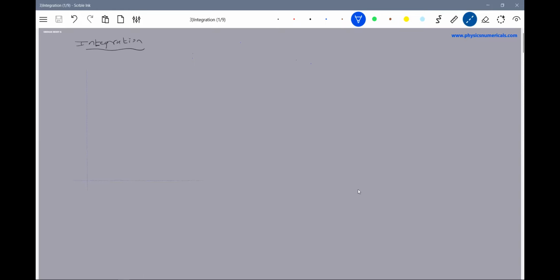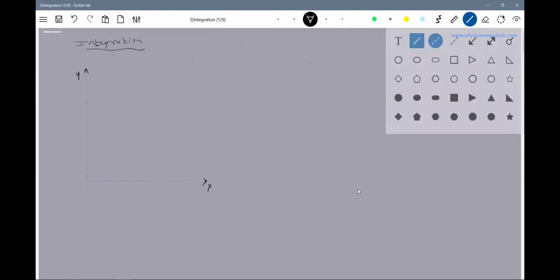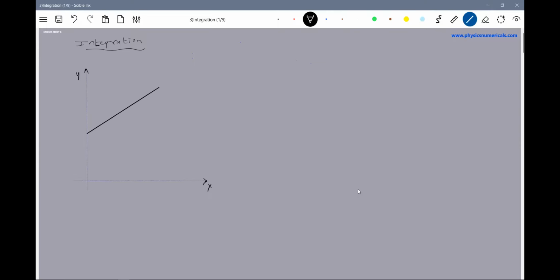This is the curve. There's an x and y axis we have chosen. This is the x axis, this is the y axis. Then the straight line. Let me assume a straight line.